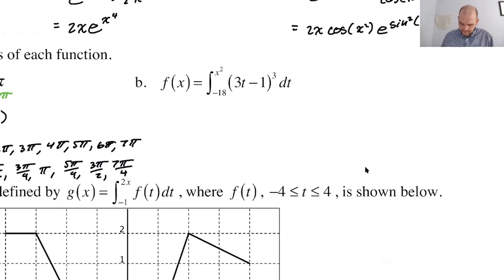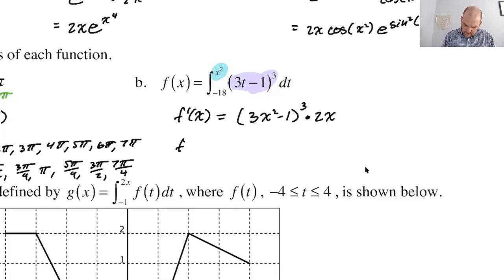So here, f prime of x is going to be the integrand, which is this, with the upper bound subbed in. So it's going to be the quantity 3x squared minus 1 cubed. That's the integrand with the upper bound plugged in, times the derivative of the upper bound, which is 2x.